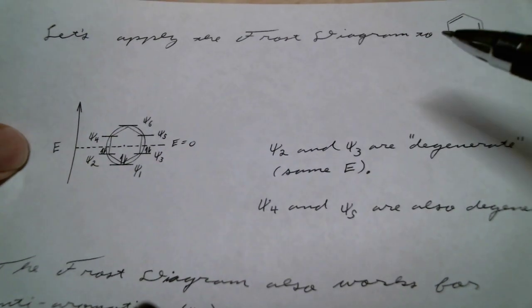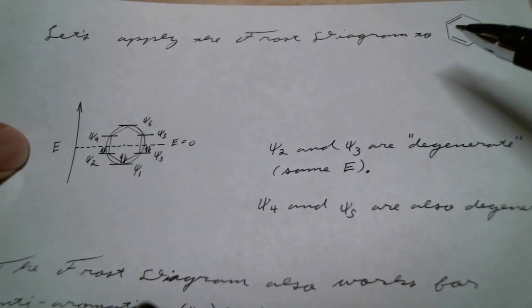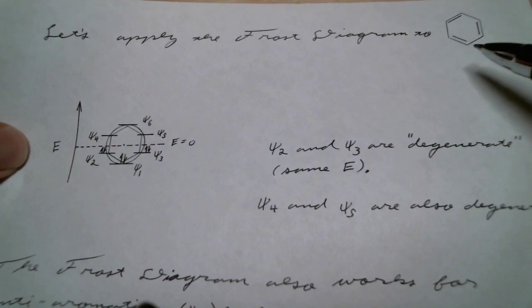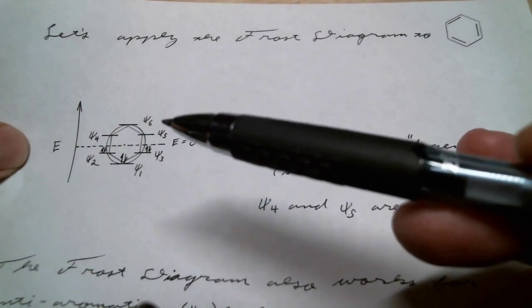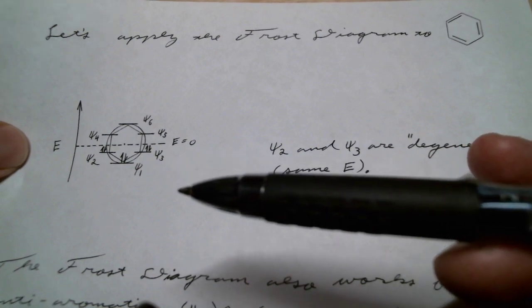So how many p orbitals are we bringing together when we think about making a molecular orbital diagram for benzene? Well, we have 6 p orbitals, right? And so it makes sense that we have 6 pi molecular orbitals for our molecular orbital diagram of benzene.